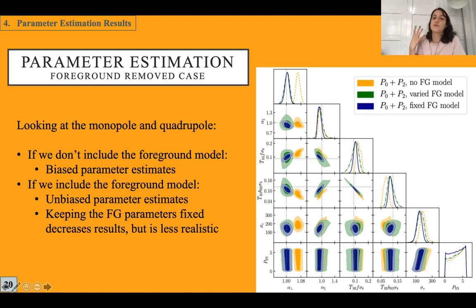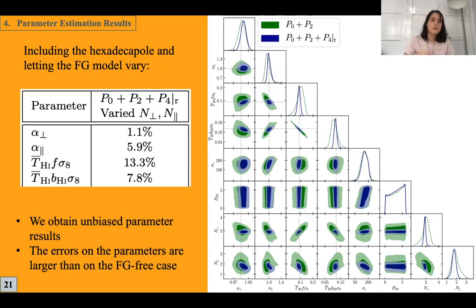But then we take our foreground model and try and fit our foreground removed data using our model with the foreground damping effect. We can do this either by fixing n perpendicular and n parallel to be 2, which we found to be the best fit just by eye, or we can let them vary. Obviously we get smaller uncertainties if we keep n perpendicular and n parallel fixed, because then you don't have more free parameters. But this is unrealistic because you wouldn't really know these parameters perfectly beforehand in the case of real data. So what we do is we let n perpendicular and n parallel vary.